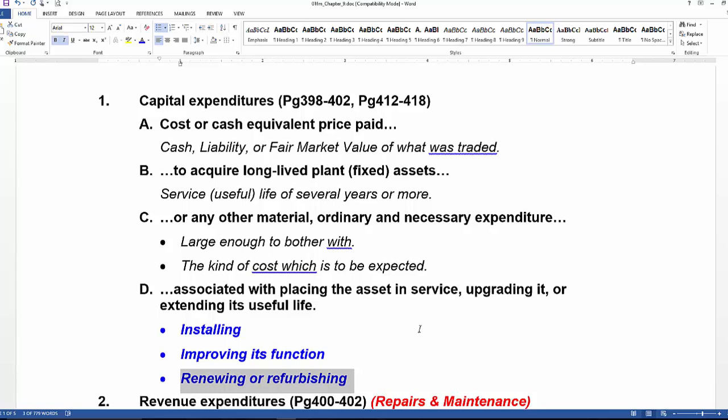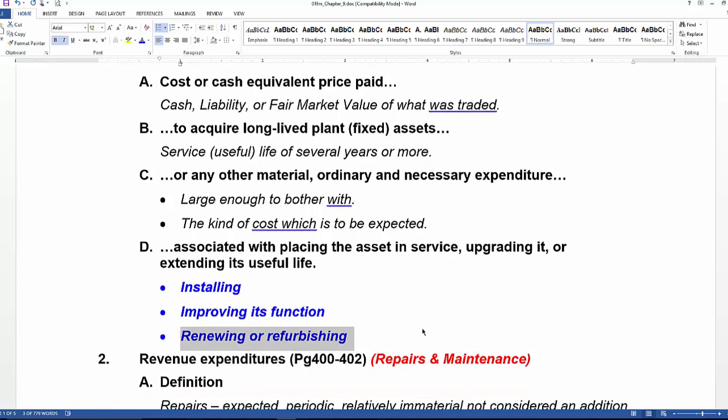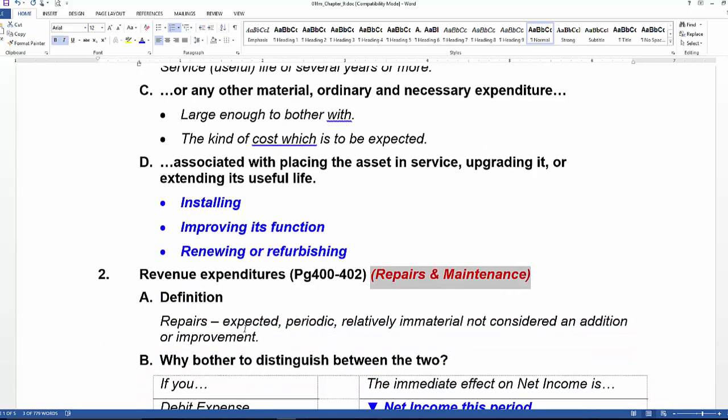Revenue expenditures are what your book calls repairs and maintenance. They mean that they're counted as an expense on the income statement against your revenue in determining your net income. What are they? Well, anything that are repairs or expected periodic and relatively not that huge type of items that you can't really consider an addition, an improvement, or a renewal.